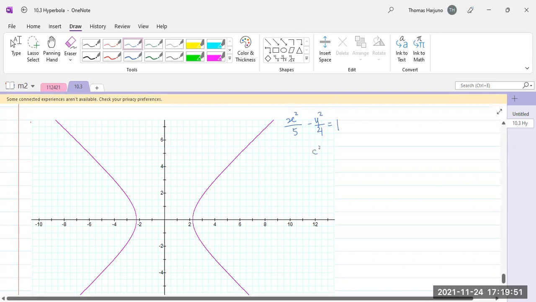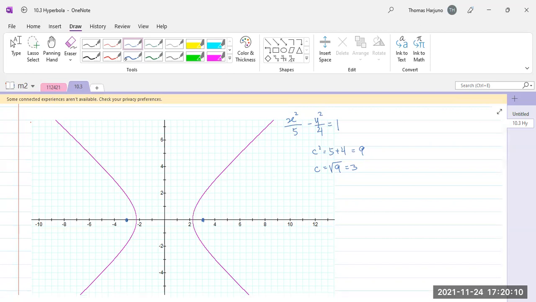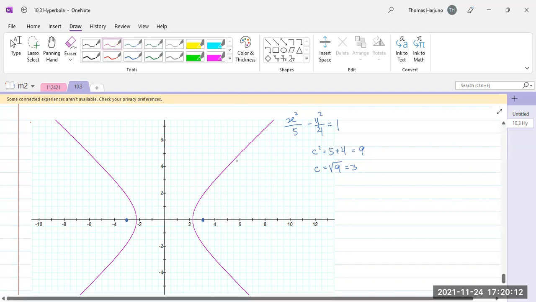We see that c squared equals 5 plus 4, which is 9. So c equals the square root of 9, which is 3. From the center origin, you go 3 units to the right and 3 units to the left. Those are the foci, right? Now, we said earlier that a hyperbola is the set of all points such that the difference of the distances from two foci is a fixed, positive constant.